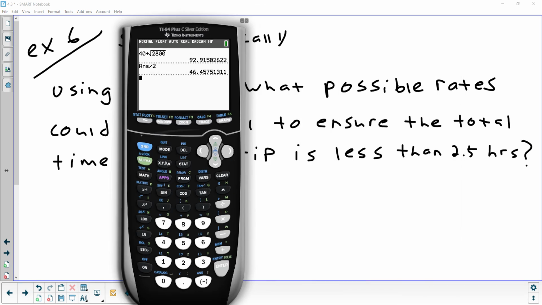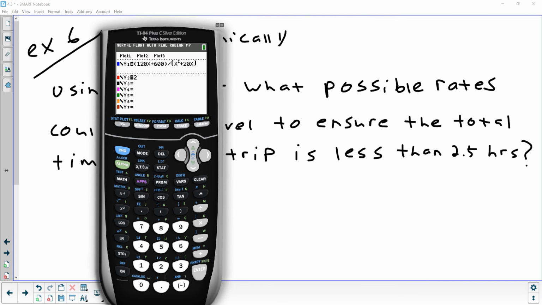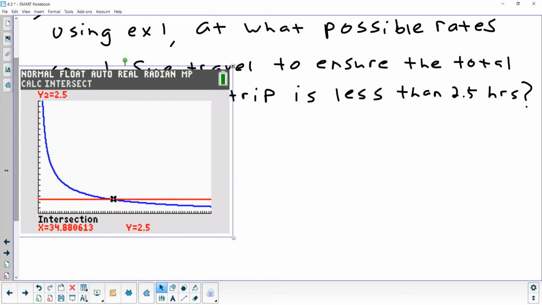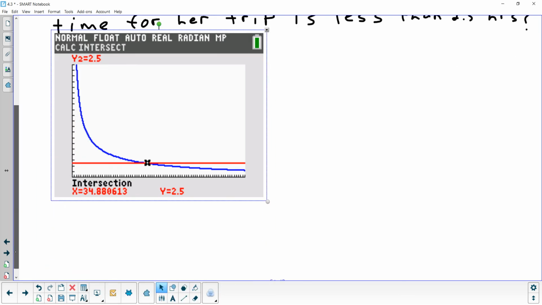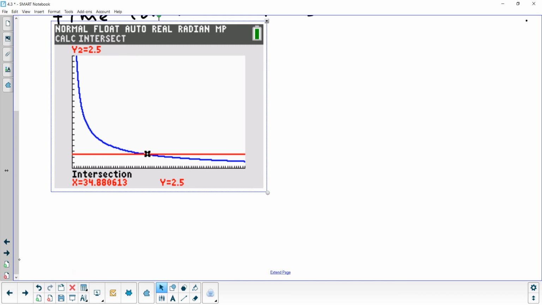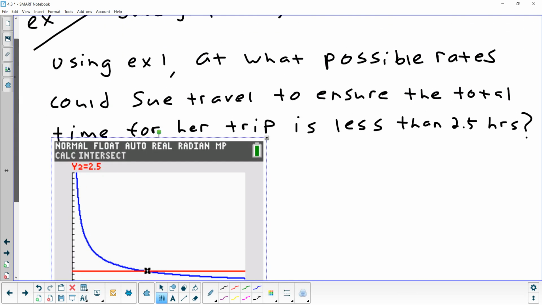So let's pretty much do what we did before. We already have all the work done. Just change 2 to 2.5. And once it graphs 2.5, what am I going to calculate? Yep. The intersect. So I'm going to calculate the intersect. And then I want someone else to tell me the answer. So the number I get when I do the intersect is 34.88. So what's the answer to this problem?